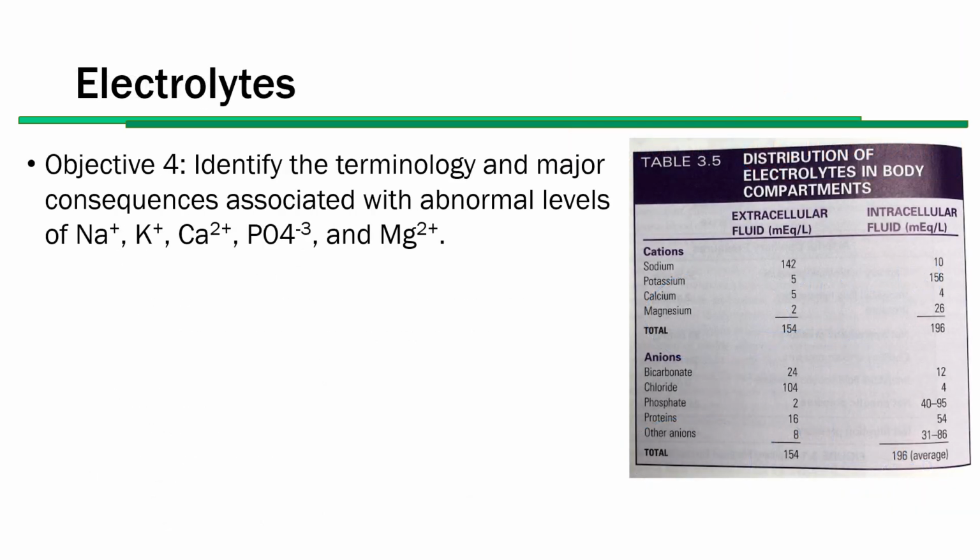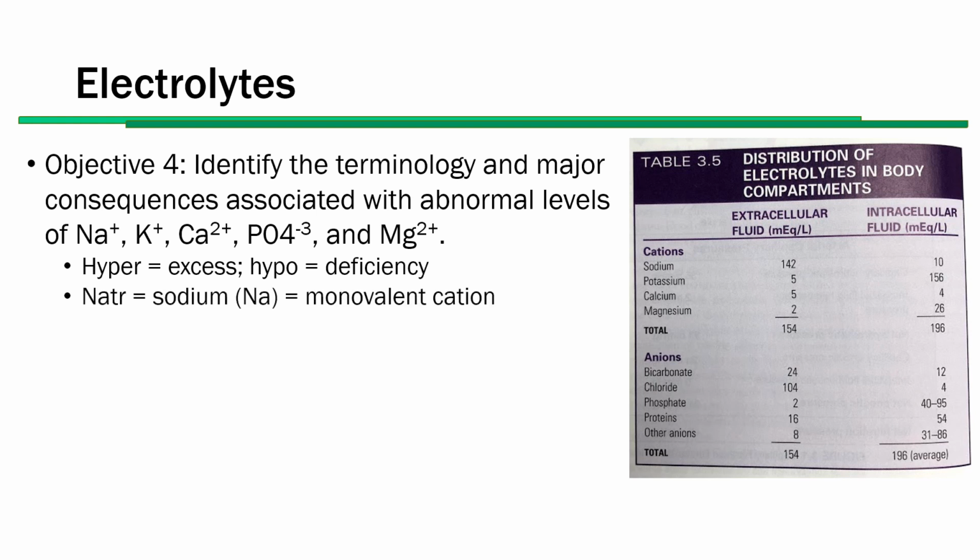All right, now we're going to look at some individual actions of ions. So identify the terminology and major consequences associated with abnormal levels of sodium, potassium, calcium, phosphate, and magnesium. When we look at these, we'll get some terminology down first. Hyper means there's an excess, hypo means there's a deficiency. The root natr refers to sodium, and that's a Latin root, which is why it has the symbol Na for sodium. It's a monovalent cation.